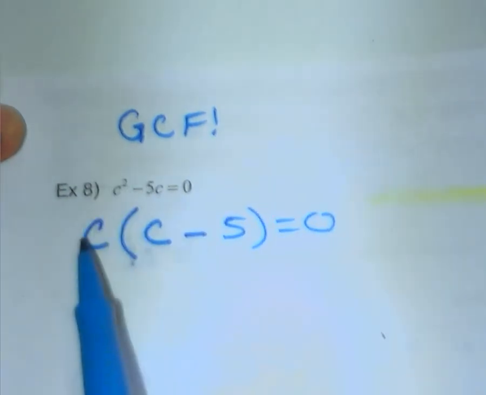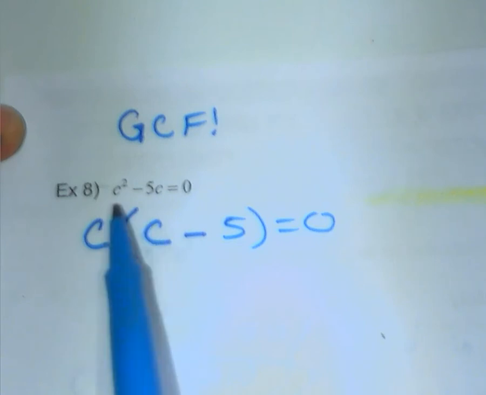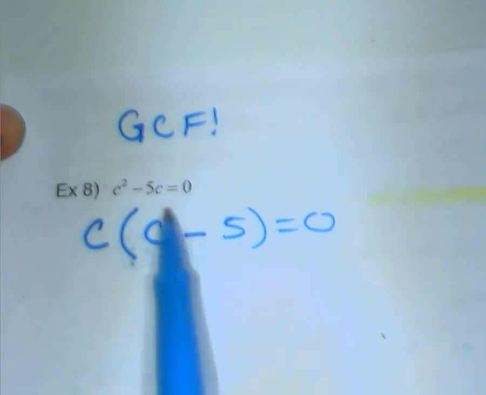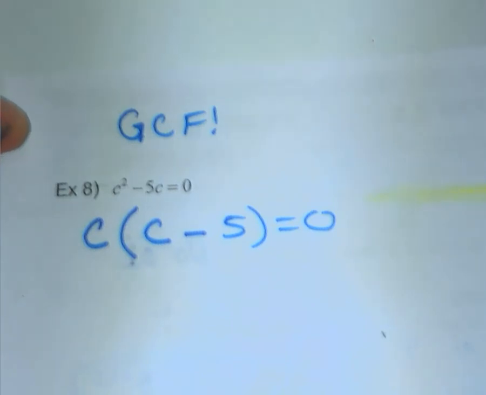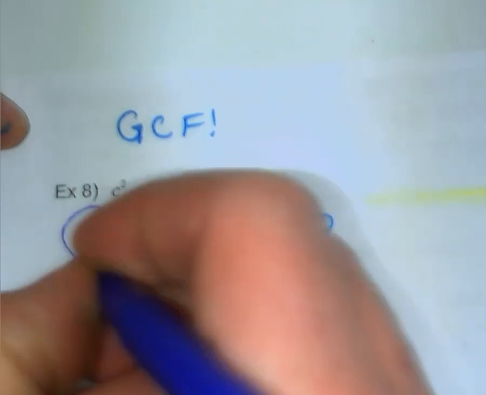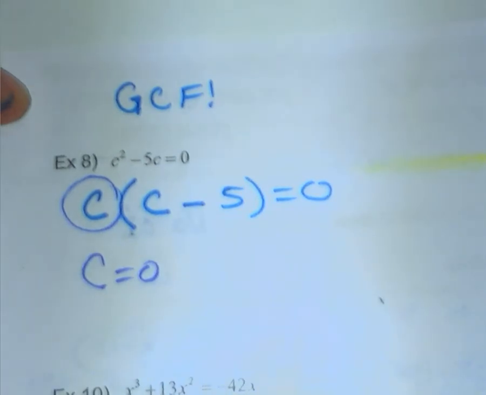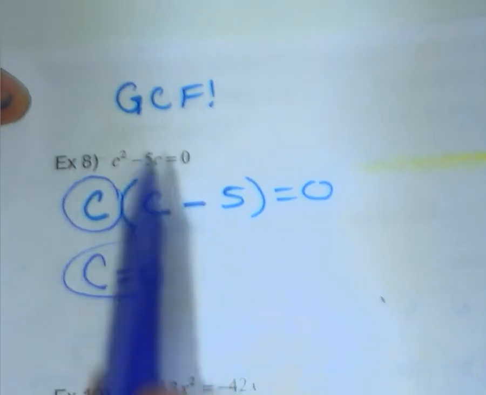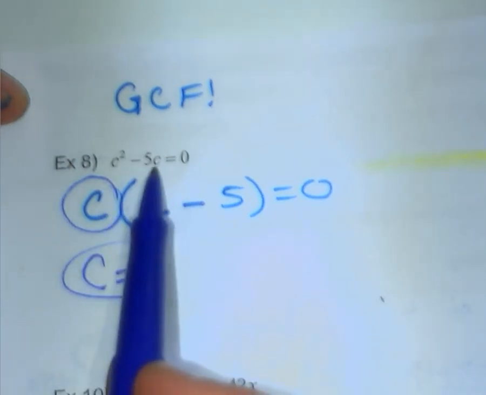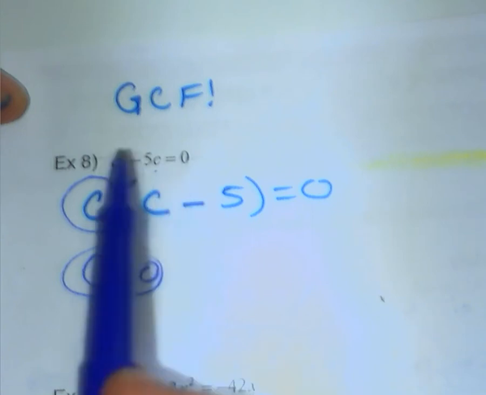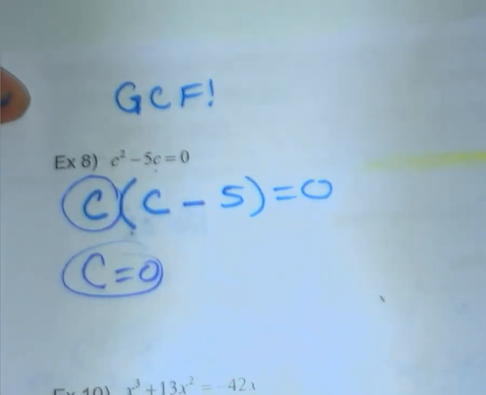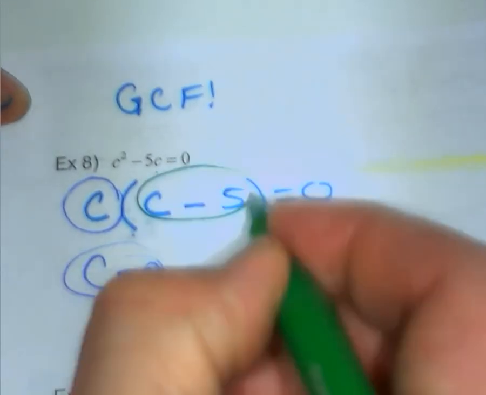So that if I was to do the distributive property, C times C is C squared, and C times negative 5 is negative 5C. Okay? Now again, I set each thing equal to 0. Even this guy. Set C equal to 0 and solve. Well, guess what? It's solved already. C is equal to 0. Doesn't that make sense? Isn't 0 squared minus 5 times 0, 0? Isn't 0 minus 0, 0? That makes sense, right?